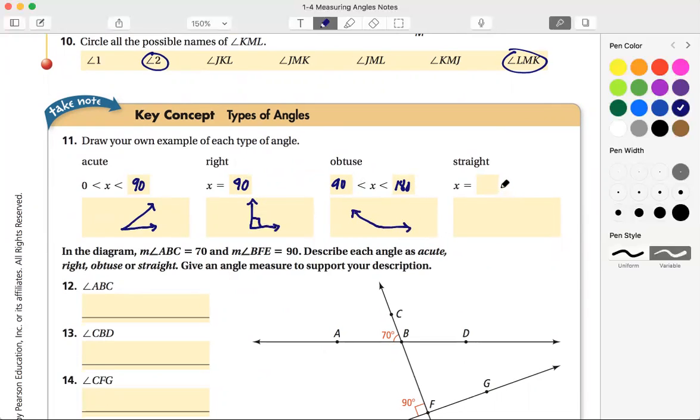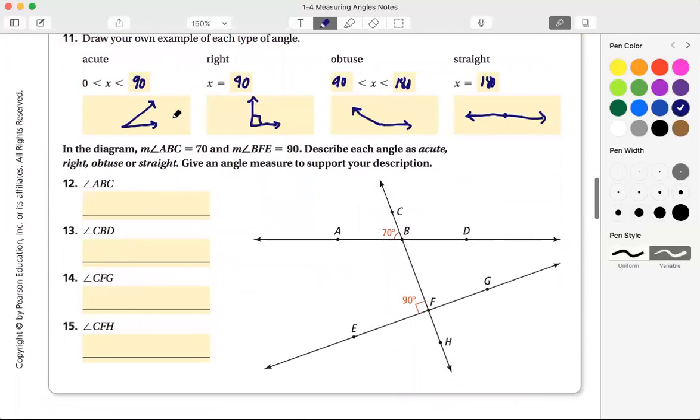Okay, and a straight angle, by definition, is equal to 180 degrees, so it looks like a straight line with the vertex in the middle. Okay. So using this diagram, ABC is 70 degrees, and BFE is 90 degrees. Describe each angle as acute, right, obtuse, or straight. So angle ABC is 70 degrees, so it is acute.